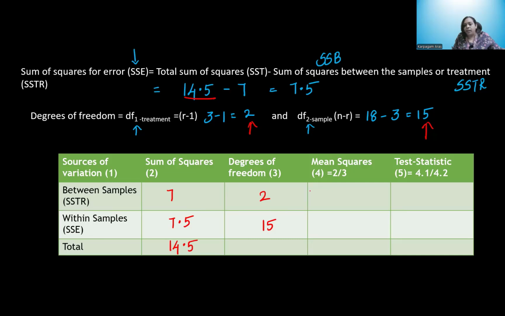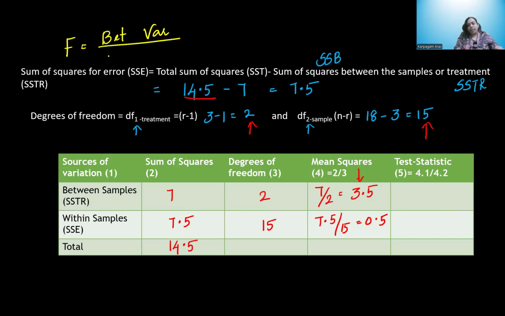Now we need to divide the second column by the third column. 7 is the sum of squares for between, divided by 2, 3.5. 7.5 divided by 15, 0.5. Now, next level, this is the 4th column, first cell, 4th column, second cell. For calculating the F test, we need between variation by within variation. This is what we are going to perform in the test statistic. F equals what is between variation? 3.5, by what is within variation? 0.5. F equals 7.